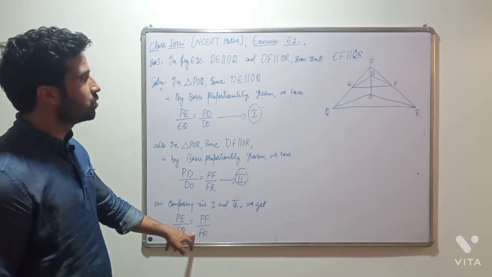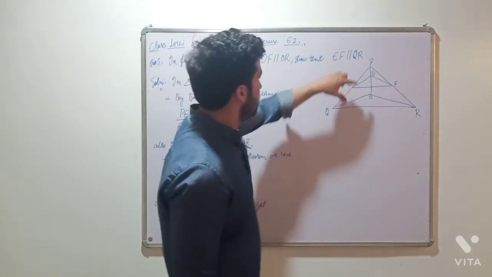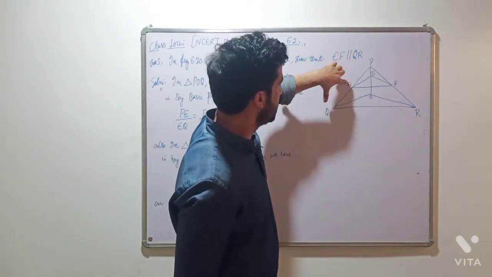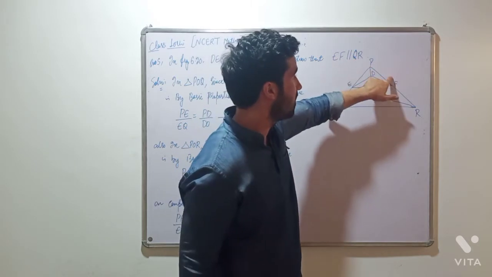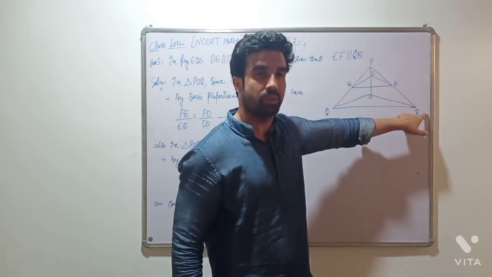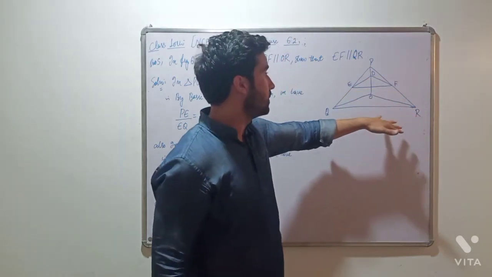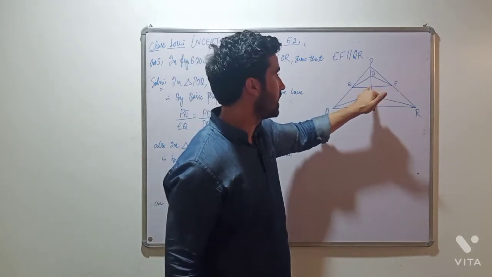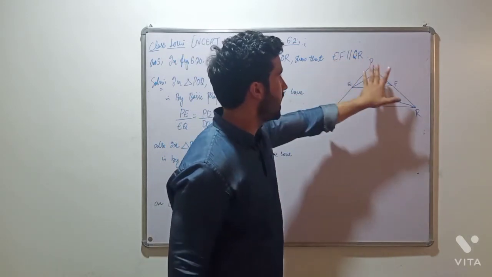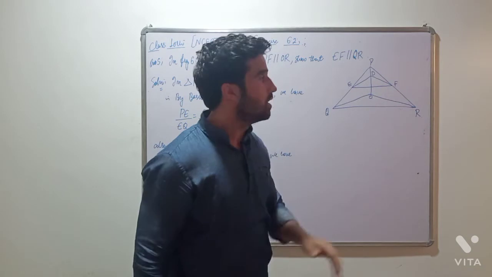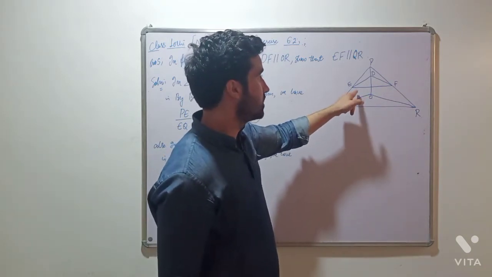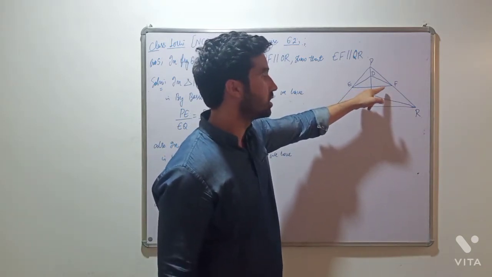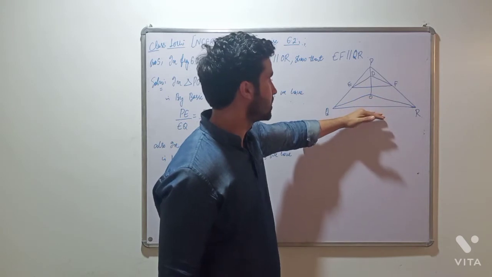Now try to have a look over the figure. So it is PE by EQ equal to PF divided by FR. What does that mean? Does not this mean that line EF divides PQ and PR in the same ratio? Once it is true, then we may say that this EF will be parallel to the third side of the triangle, and the third side of the triangle is QR.